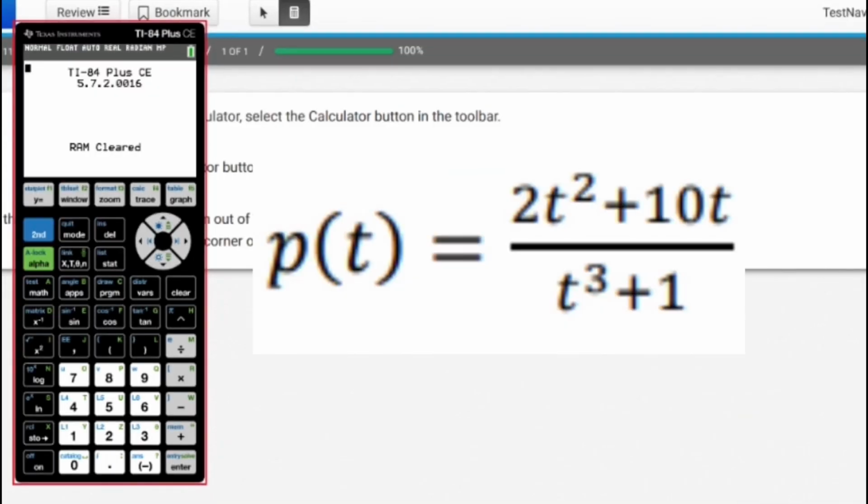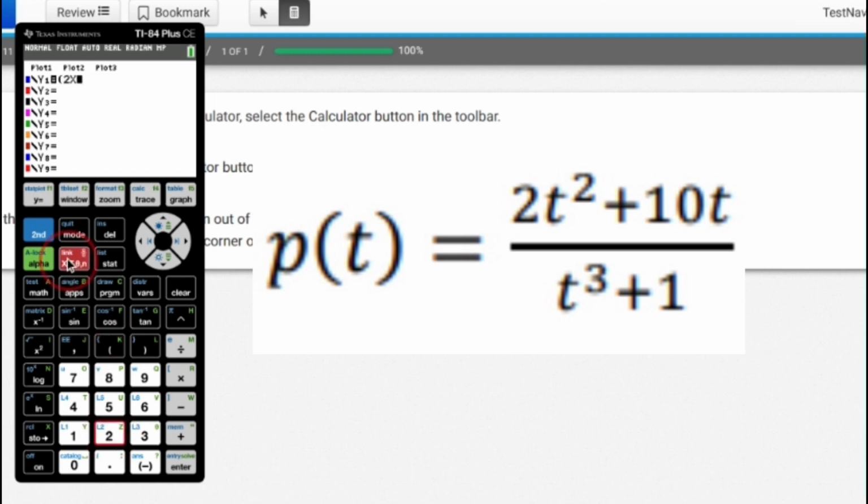All right, so first things first, we have to plug in this formula. Whenever you're plugging in a formula, t's or x's, that's fine. But since we have a fraction, let's make sure we wrap the entire numerator in parentheses so that we have 2x squared plus 10x all in one parentheses. Then we can divide by x cubed, using math 3 for cubes, faster, plus 1. All right, hitting graph, there you have it.